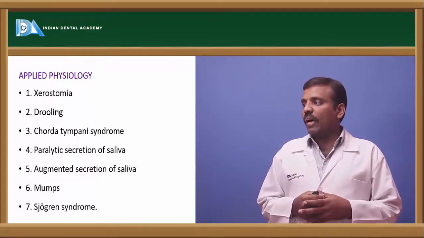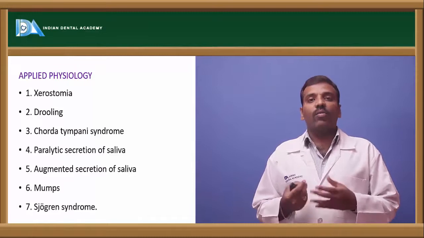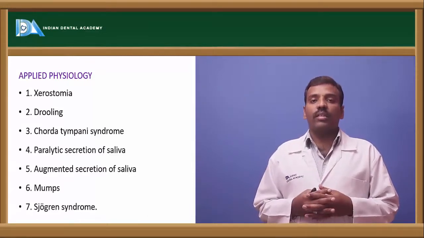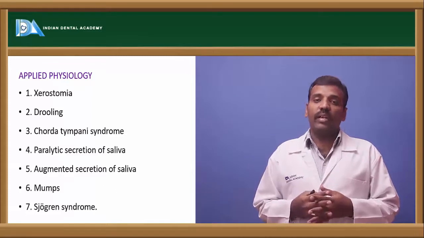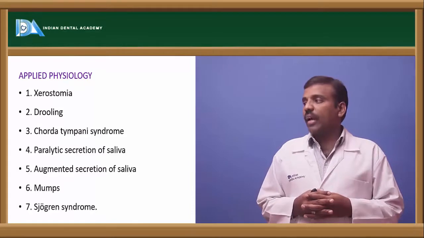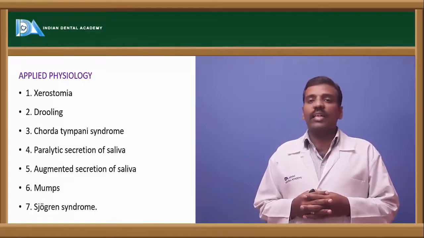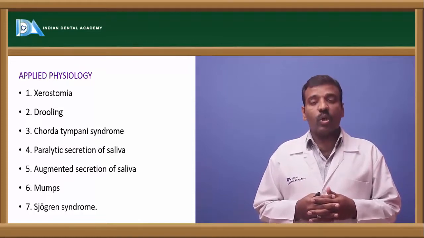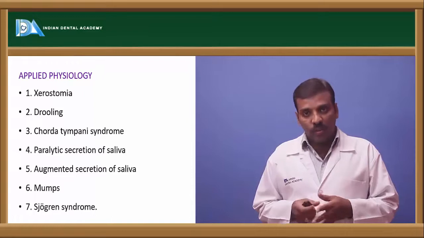And next, paralytic secretion of the saliva, in the sense from one side there is no secretion, from the parotid gland there is no secretion on one side. And next one is augmentation secretion of the saliva. And next is mumps. Okay, and next Sjogren syndrome. This Sjogren syndrome is an autoimmune disorder.